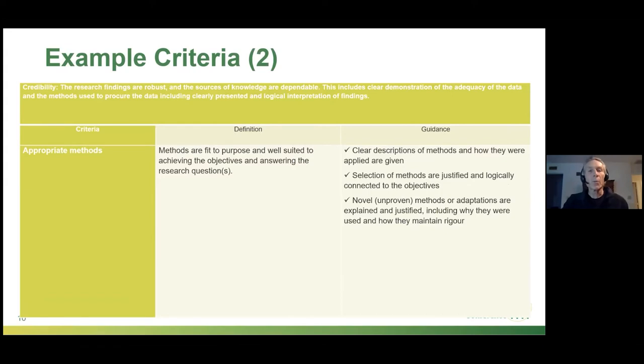So the criterion is appropriate methods, which are defined as methods fit to purpose and well suited to achieving the objectives and answering the research question. This criterion also illustrates how traditional academic quality criteria have been augmented and adapted for transdisciplinary application. In this case, the criterion recognizes that methods need to be fit to purpose, but still well justified.